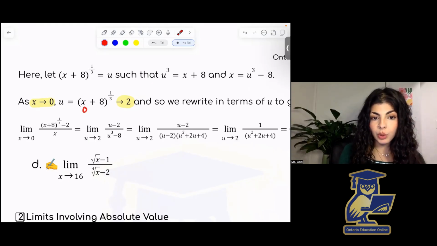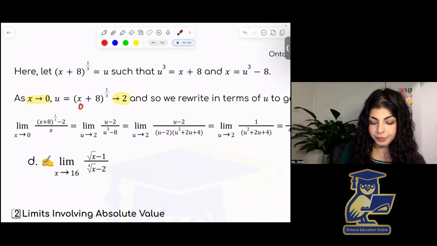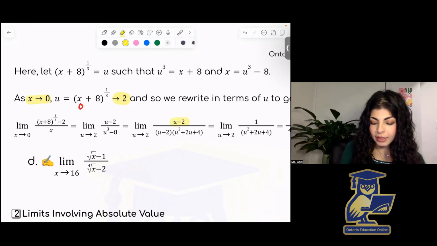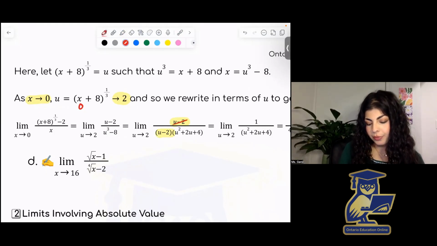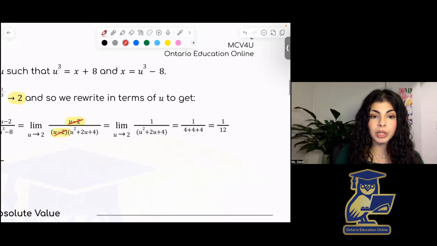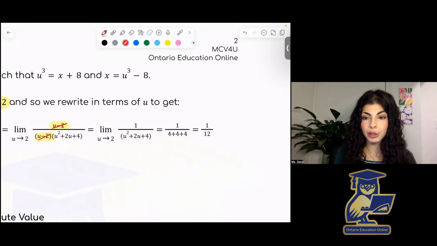Now this is equal to, and you'll see again that here we have that difference of cubes. So using that formula, we can factor out, and there's that term that's giving us the 0. Cancel those out. And we are left with 1 over u squared plus 2u plus 4, which you can now solve through direct substitution. And we get 1 over 4 plus 4 plus 4, which is 1 over 12.